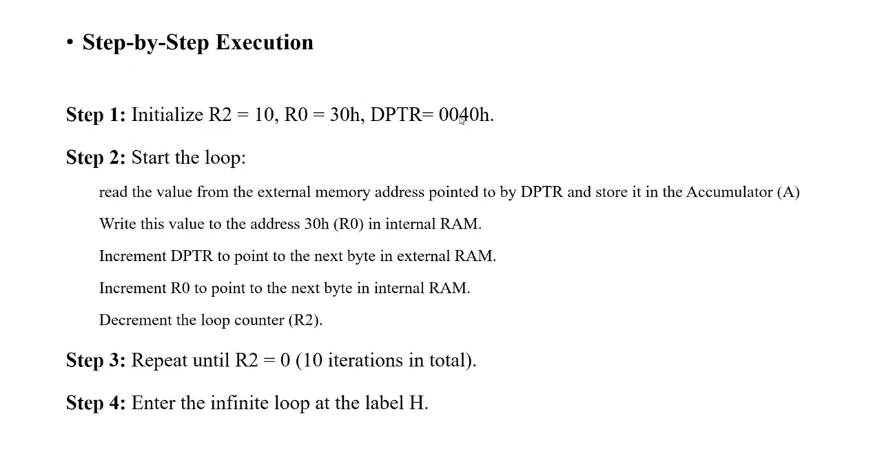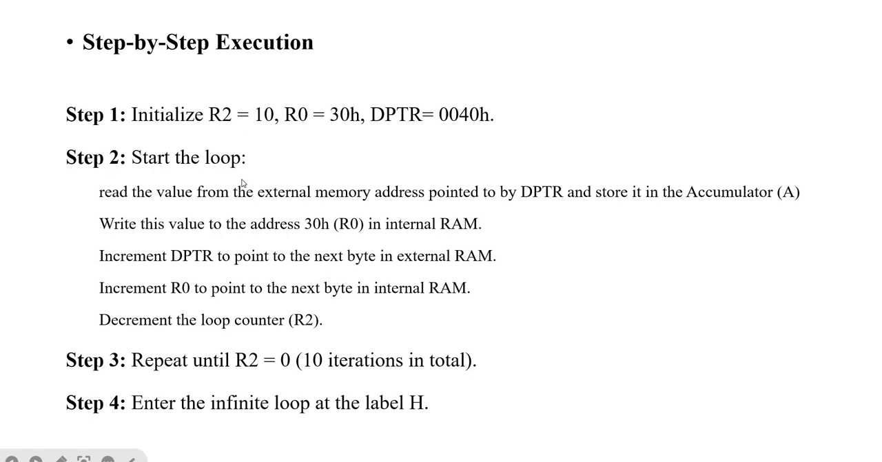So this is the step-by-step execution of the program. First we will initialize R2, so R2 is equal to 10. Then R0 is 30H. Then DPTR is 0040H.